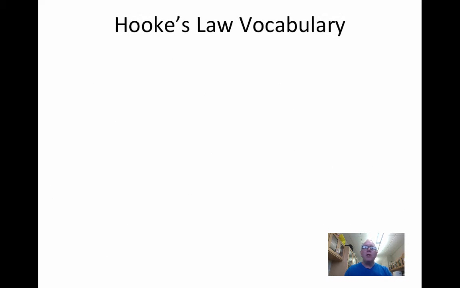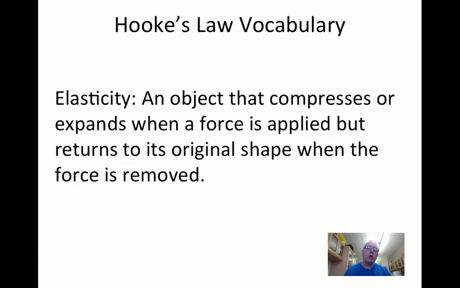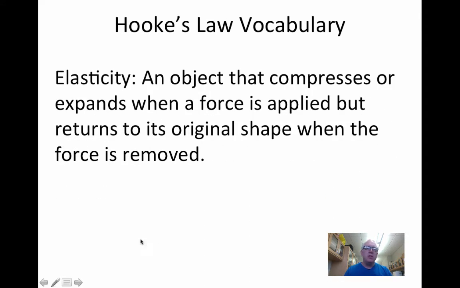Okay, so here's a little bit of vocabulary to get us going for Hooke's Law. Elasticity, like a spring, is something that you can compress or expand, and when you're done compressing or expanding it, it'll go back to its original shape, its original position. So that's what elasticity is about. And springs will do that. Can you think of something else that might do that? I'll give you a hint. It's a rubber band, but you might have thought about that too.